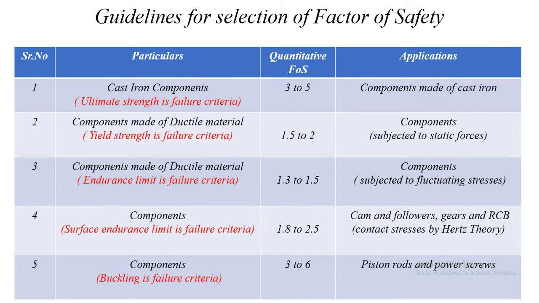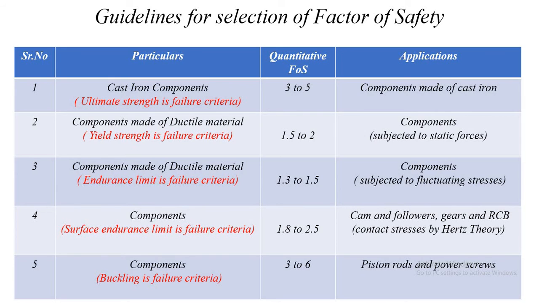Here are few guidelines for selection of factor of safety. If the components are made up of cast iron, where ultimate strength is the failure criteria, then a factor of safety of 3 to 5 should be considered. If the components are made of ductile material and are subjected to static forces, and where yield strength is the failure criteria, then an optimum factor of safety of 1.5 to 2 should be considered. If the components are made up of ductile material subjected to fluctuating stresses or fatigue load, where endurance limit is the failure criteria, then a factor of safety of 1.3 to 1.5 should be considered.